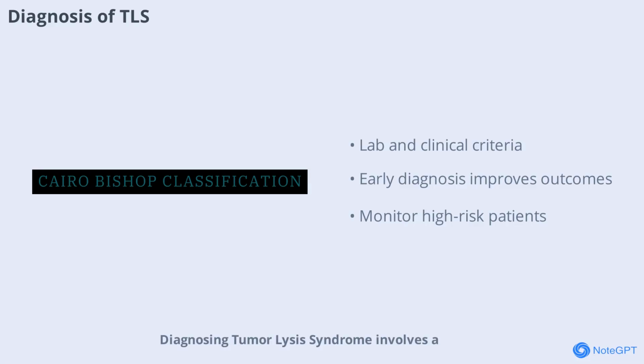Diagnosing tumor lysis syndrome involves a combination of clinical symptoms and laboratory findings. At least one laboratory criterion such as elevated uric acid, potassium, or phosphate, plus a clinical symptom is required for diagnosis. In some cases, two or more laboratory abnormalities may be present. Early diagnosis allows for prompt treatment and better outcomes.